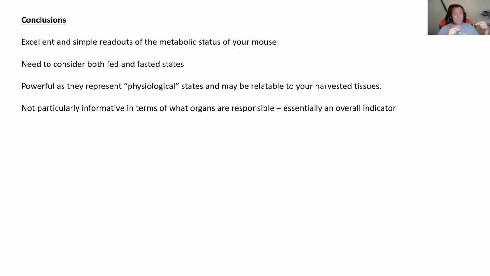The downside of these is they are not particularly informative in terms of which organs are responsible for causing that hyperinsulinemia or that hypoglycemia that we saw in our orange mice versus our blue mice. So it's essentially an overall indicator of metabolic health, but it's very useful because it's very quick and very easy. Okay, next we're going to move on to GTTs.